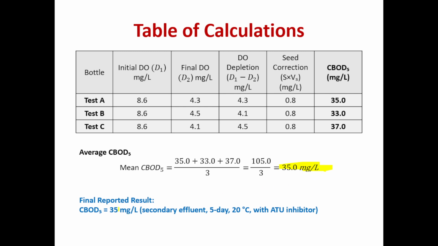And we need to report the final result: CBOD5 35 mg per liter, secondary effluent, 5 days, 20 degrees Celsius, with ATU inhibitor. We also need to mention the quantity of this ATU inhibitor.